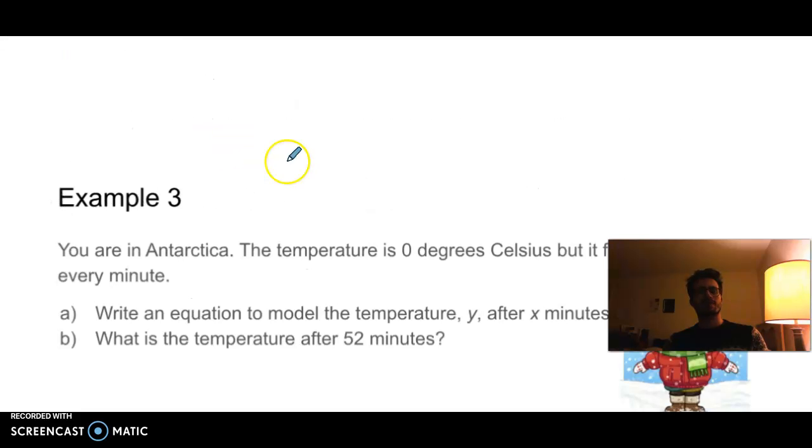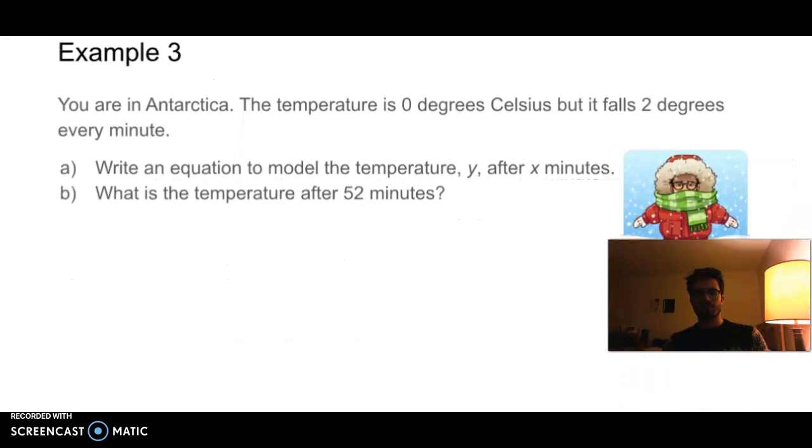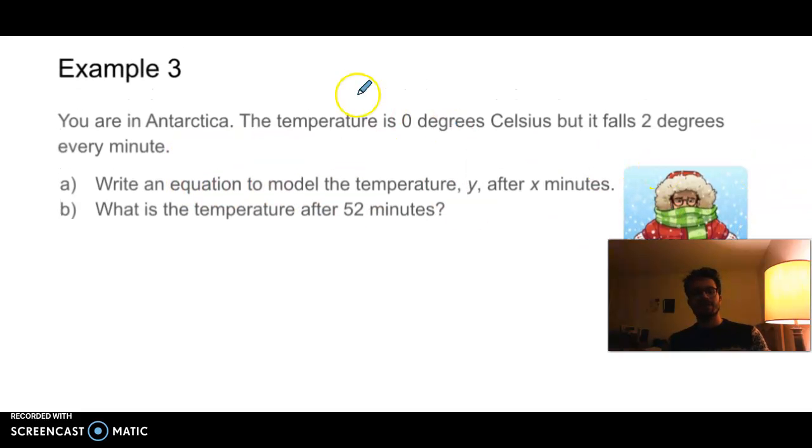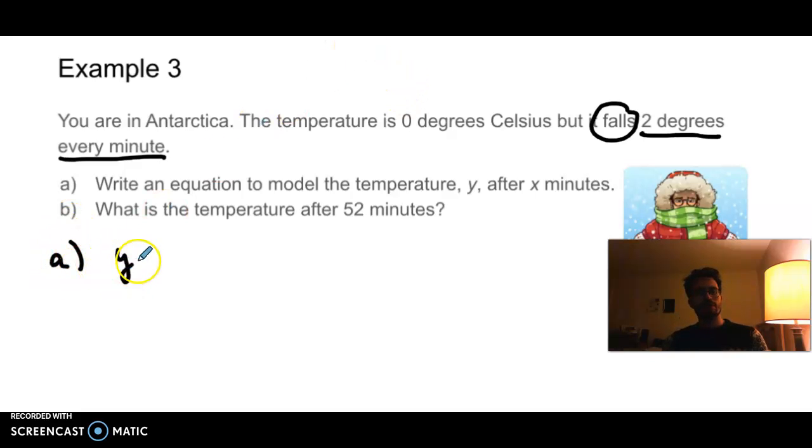Let's do one final example. This one, you are in Antarctica. The temperature is 0 degrees Celsius, but it falls 2 degrees every minute. Falls means to go down, right? So you're decreasing, negative slope. So for our equation here, we start at 0 degrees, but we're going down 2 degrees, so that's -2 every minute. Again, y is your temperature, x is your minutes.